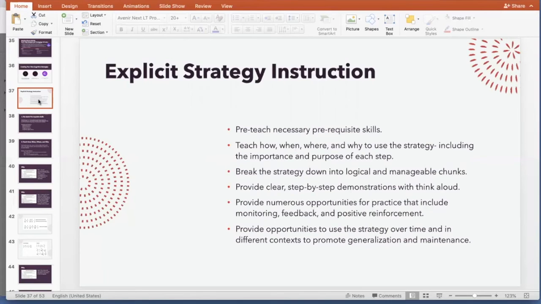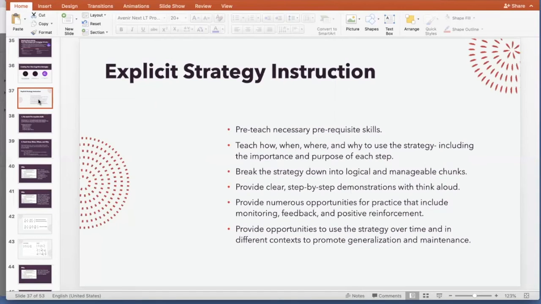So this gets, again, at the idea of building buy-in and getting students to understand why you're teaching the strategy and to motivate them to want to learn to use it. Break the strategy down into chunks if it's a big one. If it's got many steps, you want to break it down so they're manageable pieces.